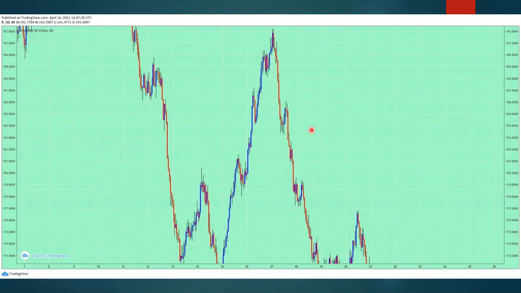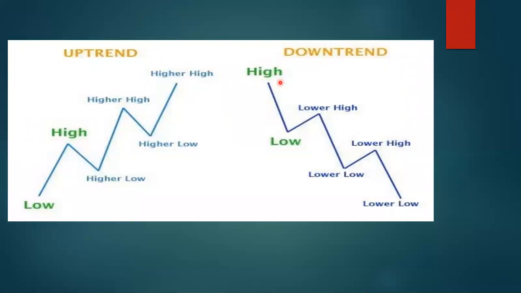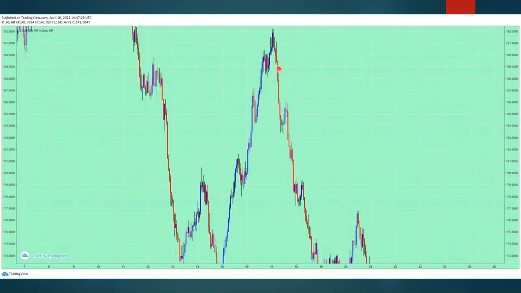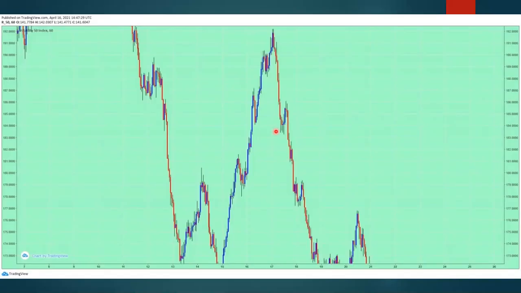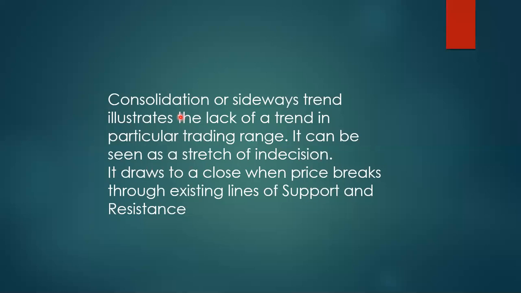What about a downtrend? Okay, let's look at this. This is the high point. Price dropped to form a low, then came back to form a lower high, lower low, lower high, lower low, lower high. As you can see, it's very easy to recognize when we are in an uptrend or when we are in a downtrend. Okay, so let's move on and look at consolidation.